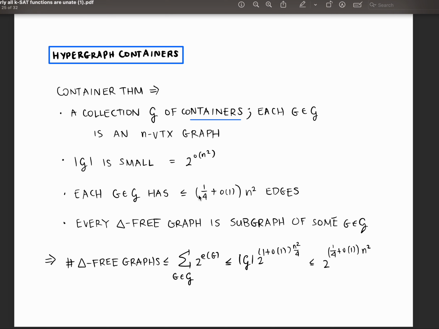And the final result is that every triangle-free graph, or every independent set in our auxiliary hypergraph, is contained within some container. And so what this tells us is that the number of triangle-free graphs is just, at most, the number of independent sets in this auxiliary hypergraph, but each of those is within one of these containers, so this gives us the desired upper bound, which is that the number of triangle-free graphs is controlled by the size of the largest triangle-free graph.